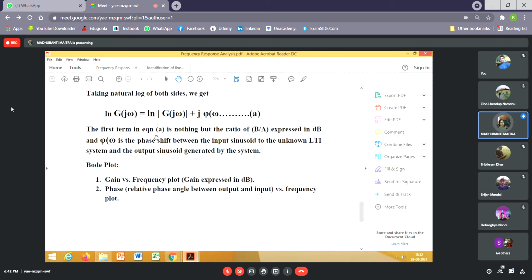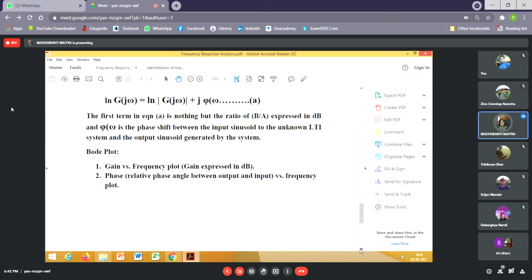As I said, the first term in this particular equation is nothing but the ratio of B by A. Again, I repeat, B is the amplitude of the output sinusoid, whereas A is the amplitude of the input sinusoid. And φ(ω) is the phase shift at this particular frequency, the phase shift between the input sinusoid to the unknown LTI system and the output sinusoid generated by the system.